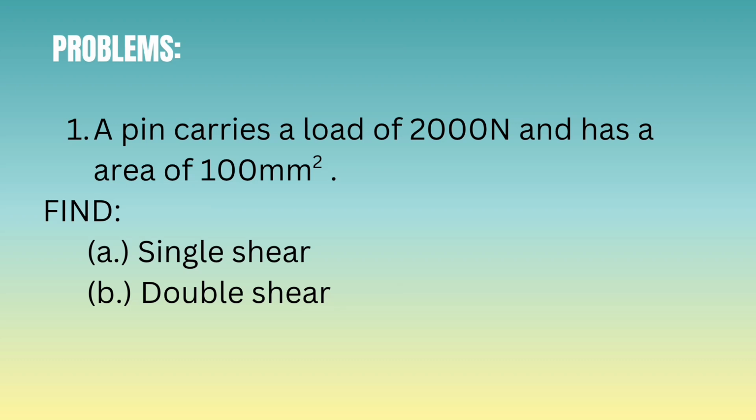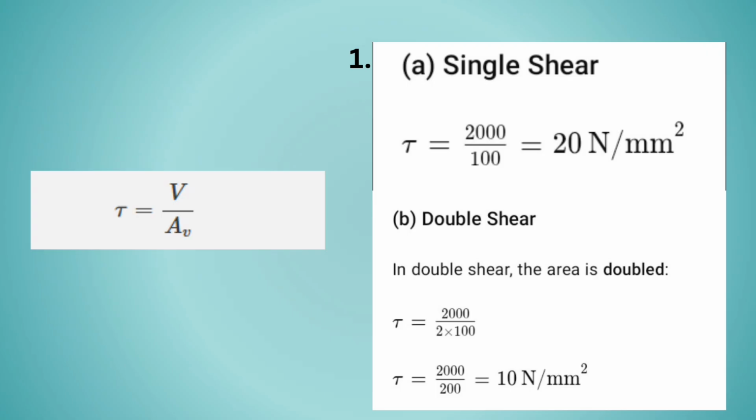Okay, here. A pin carries a load of 2000 Newton and has an area of 100 millimeters squared. Find the single shear and the double shear. This is the formula that we use to find the single shear and double shear.